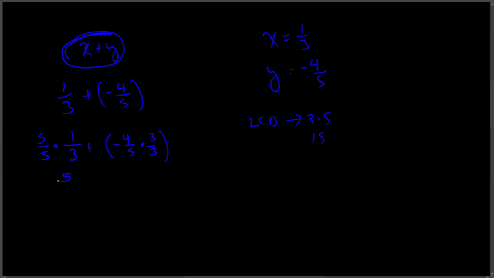So that gives me 5/15 plus negative 20. Yeah, having a bad math day. Negative 12. 4 times 3 is 12/15. And so 5 plus negative 12, well, that's negative 7/15. And that's my answer.